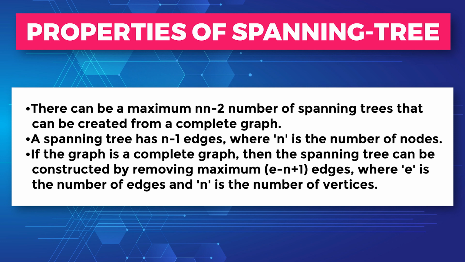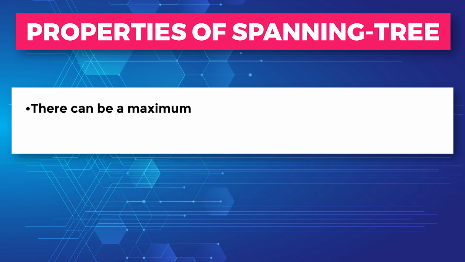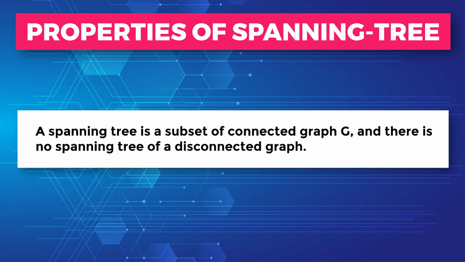If the graph is a complete graph, then the spanning tree can be constructed by removing a maximum of e minus n plus 1 edges, where e is the number of edges and n is the number of vertices. Suppose we have 5 vertices and 4 edges, 4 minus 5 plus 1, like in this way. A spanning tree is a subset of a connected graph G, and there is no spanning tree of a disconnected graph. So we're talking about the minimum spanning tree.